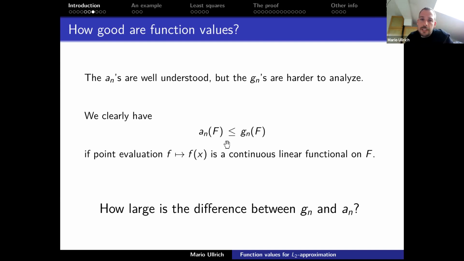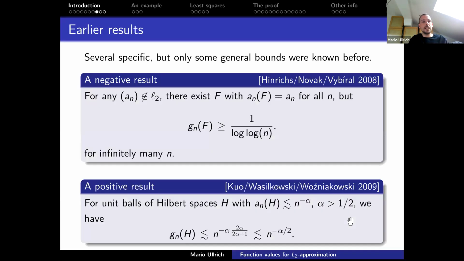But clearly what we have is that the approximation numbers are smaller than the sampling numbers, since a function value is a continuous linear functional. And now what you want to ask is, is there a bound that compares these two also in the other direction? Right? So how large can the difference be between sampling numbers and the approximation numbers? And the earlier results, I don't talk about specific classes.